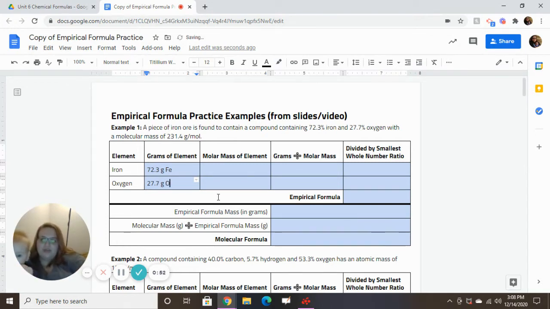So now we're going to put in our molar mass of our element, as found on the periodic table. So iron is 55.845 grams, and then oxygen is 15.999 grams. And now what we're going to do is take the first column divided by the second column, so your grams divided by your molar mass. So 72.3 divided by 55.845 gives me 1.29.